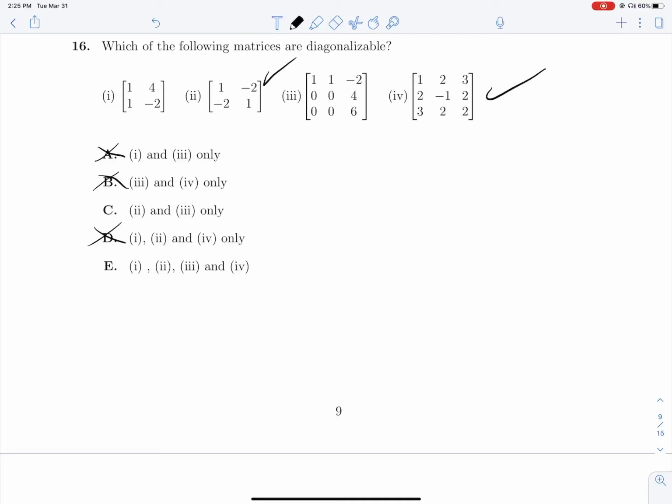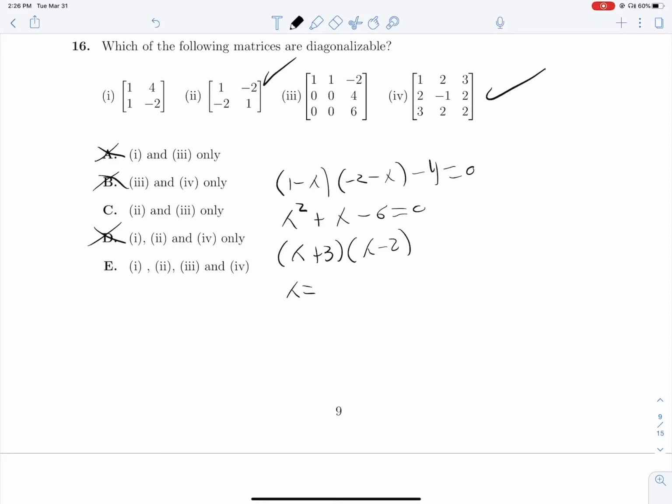Okay, what about 1? Is 1 diagonalizable? Well, we're actually going to have to solve for this ourselves. We're going to have 1 minus lambda, -2 minus lambda, minus 4 is equal to 0. And expanding this out, we'll have lambda squared plus lambda minus 2 minus 4 is -6 is equal to 0. This will be lambda plus 3, lambda minus 2, or lambda is equal to -3 and 2.